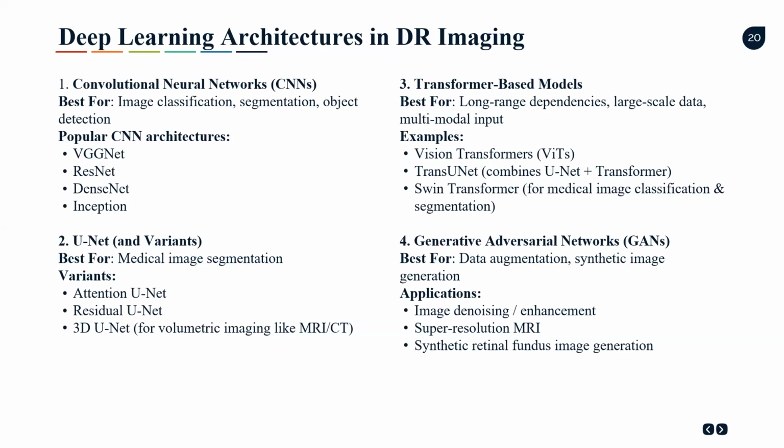So different types of deep learning networks are available. Popular CNN architectures are there: VGGNet, ResNet, DenseNet. Second is UNet and its variants, then transformer-based models, which are best for long-range dependencies and large-scale multi-modal input. GANs are there, which are best for data augmentation and synthetic image generation. These are the architectures that we use in DR imaging.